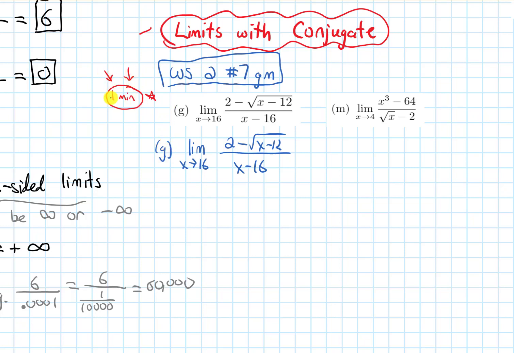4, 3, 2, 1. Pause the video. Pause it for 1 minute to think about how you'd begin G. It's probably not going to be enough time to finish the problem, so I don't want you to stress about that. Just think about what the key ideas are in terms of beginning.